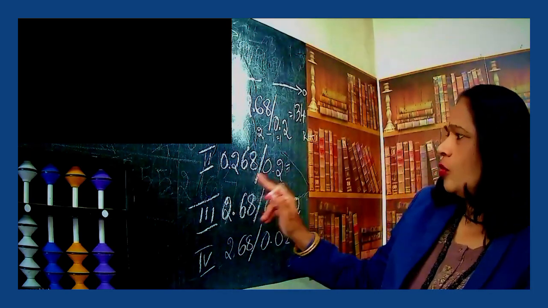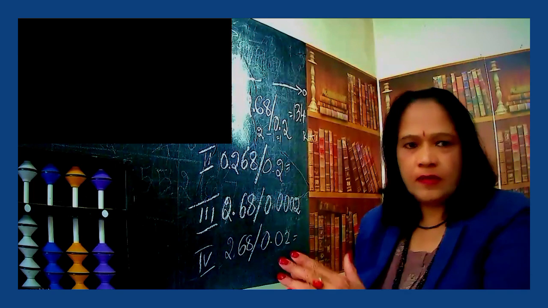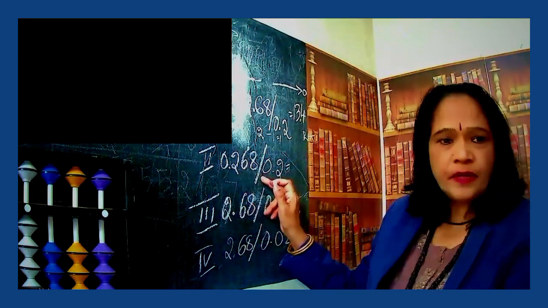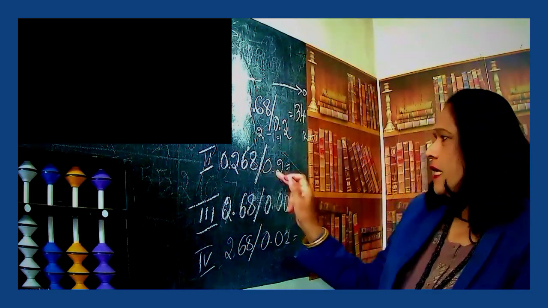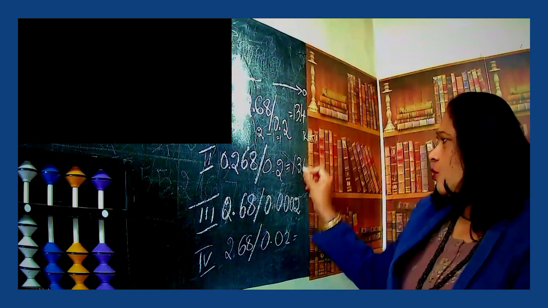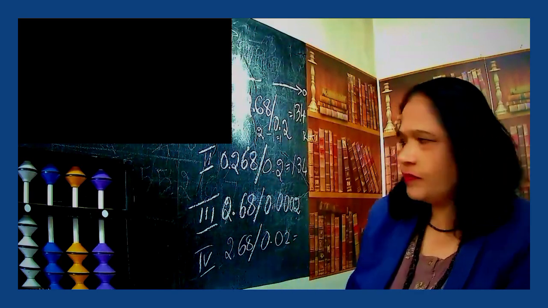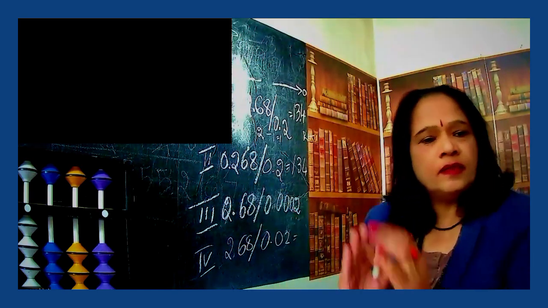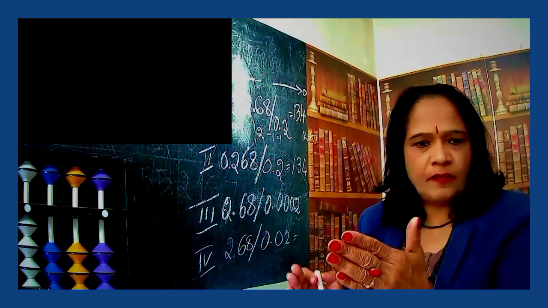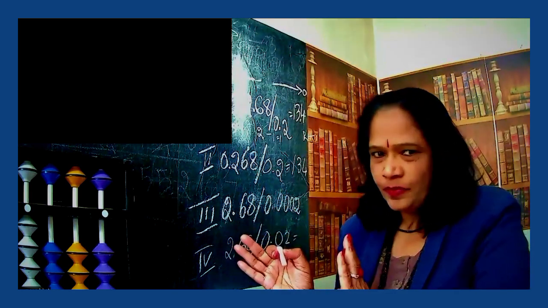In the next one, we also have the decimal points more on the left-hand side. So the answer we know now: 268 divided by 2 is 134. We already did it. Now what should we do? Check the number of decimals on the left-hand side and also on the right-hand side.